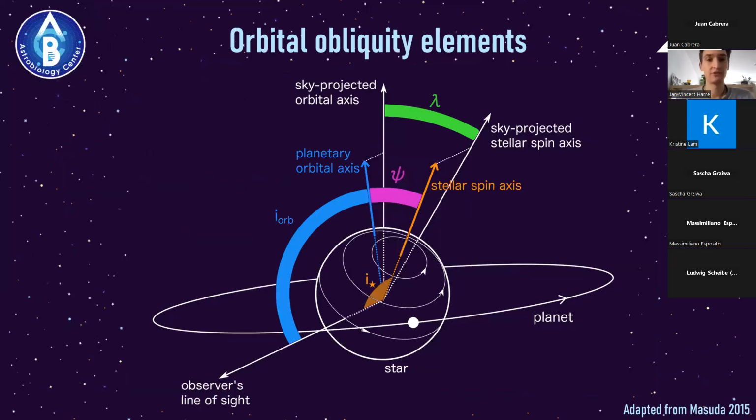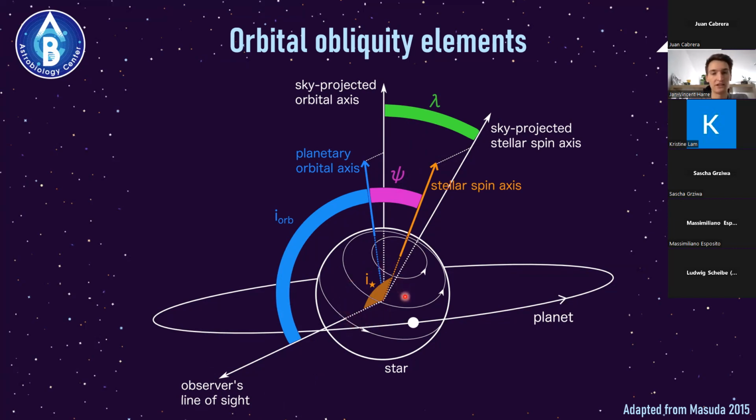Okay, so let's have a look at these orbital obliquity elements. So we have a star right here with a planet here and its orbit here. Then we have our line of sight indicated by this arrow coming from the bottom left, going to the center of the star. And then we have here the stellar spin axis. So the star is spinning around this axis. And the angle between our line of sight and the stellar spin axis is the stellar inclination, I star.